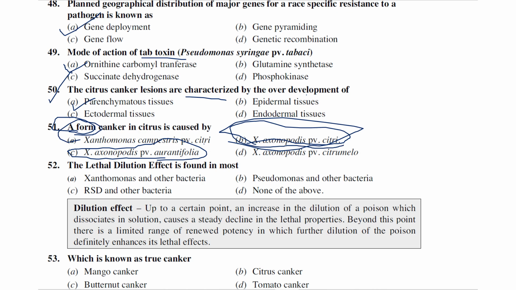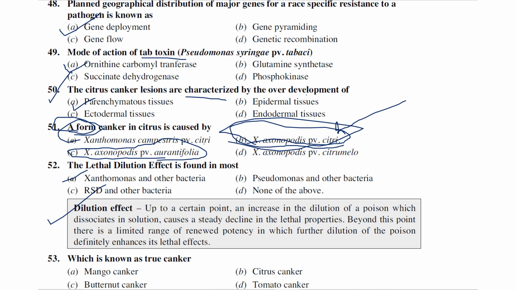But anyway, generally citrus canker is caused by, among the given options, Xanthomonas axonopodis pathovar citri, and sometimes you can also observe other options like Xanthomonas pv. smithii. Options like Xanthomonas pv. citri might also be there, but generally this option we can expect more. Xanthomonas axonopodis pathovar citri. The lethal dilution effect is found in Xanthomonas and bacteria, Pseudomonas and bacteria, probably Xanthomonas and bacteria, I think.